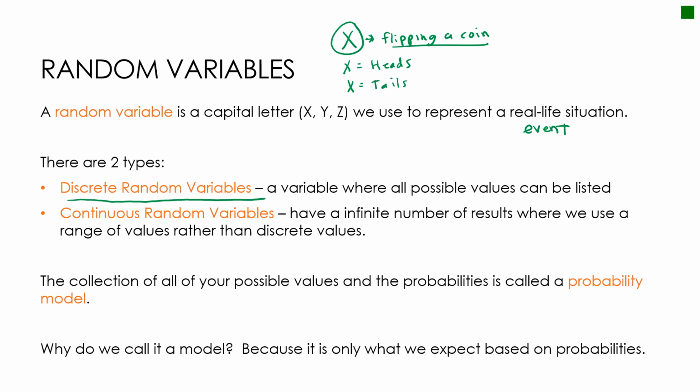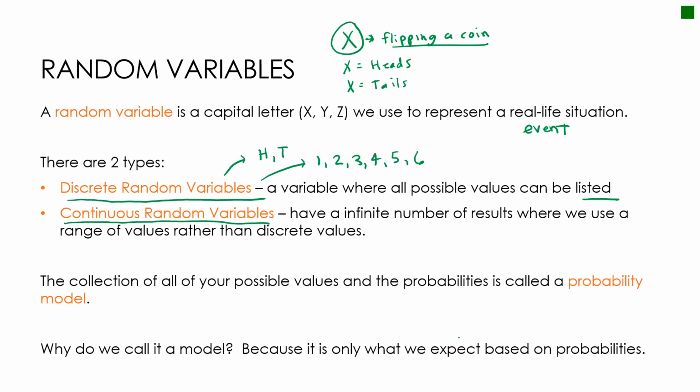Discrete meaning I can count them. All possible values can be listed. So when I was looking at flipping a coin, I could get heads or tails. When I was looking at rolling a die, I could get 1, 2, 3, 4, 5, 6. So we're going to spend a lot of our time there, but then we're going to continue and look at continuous random variables.